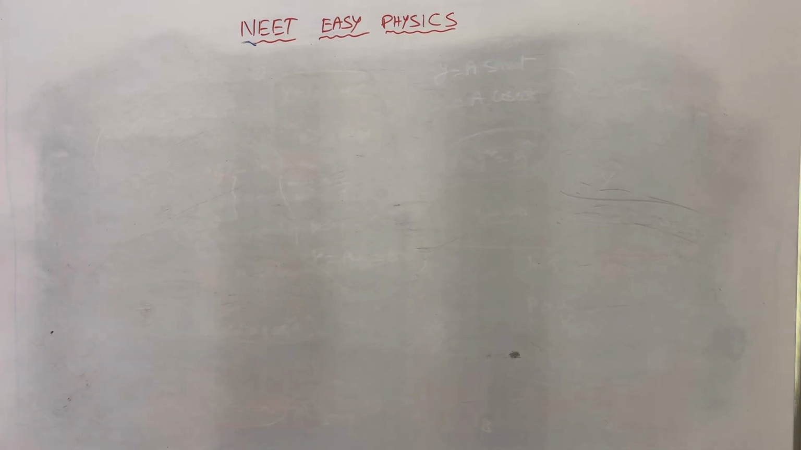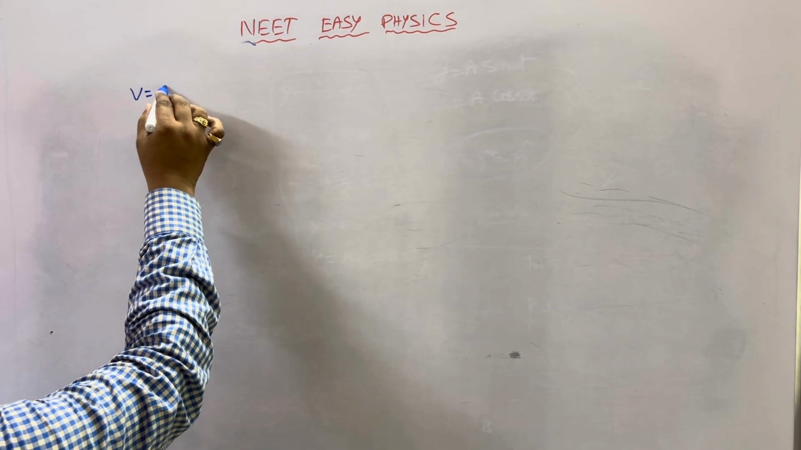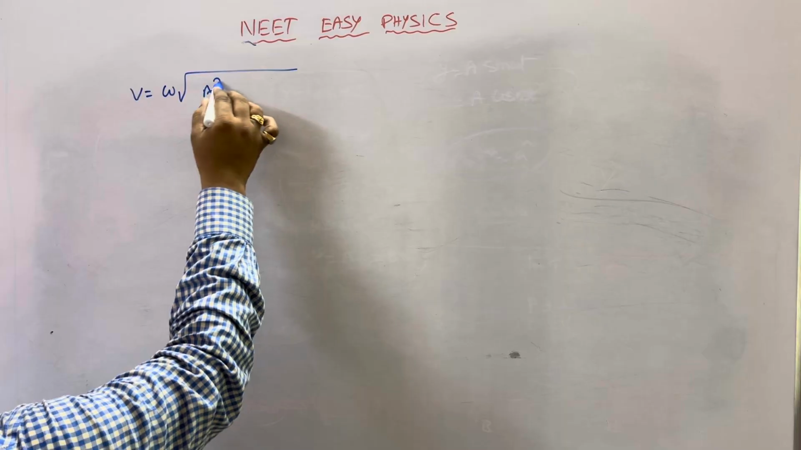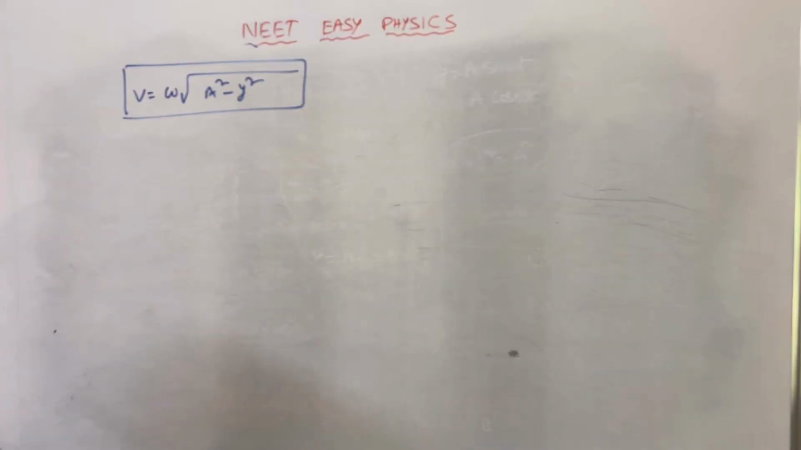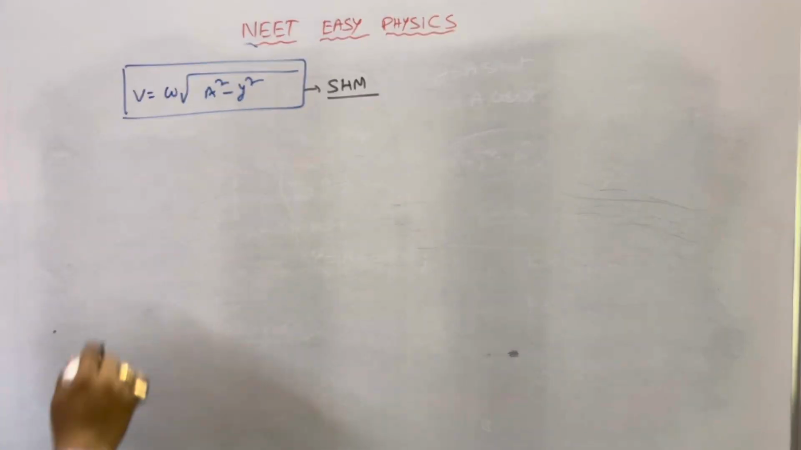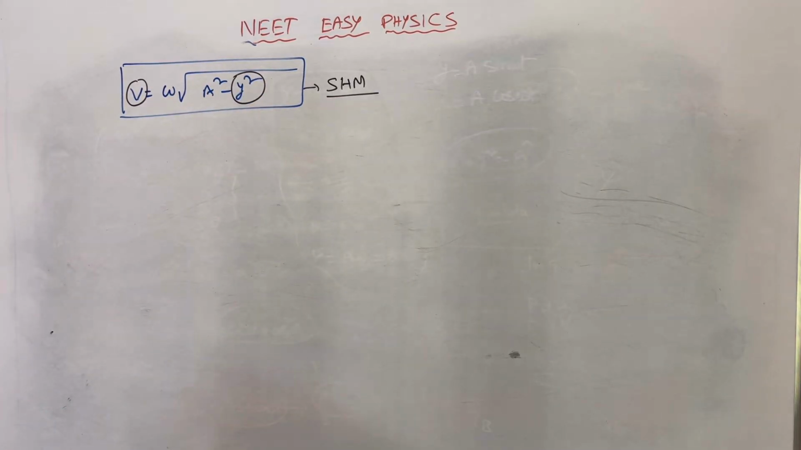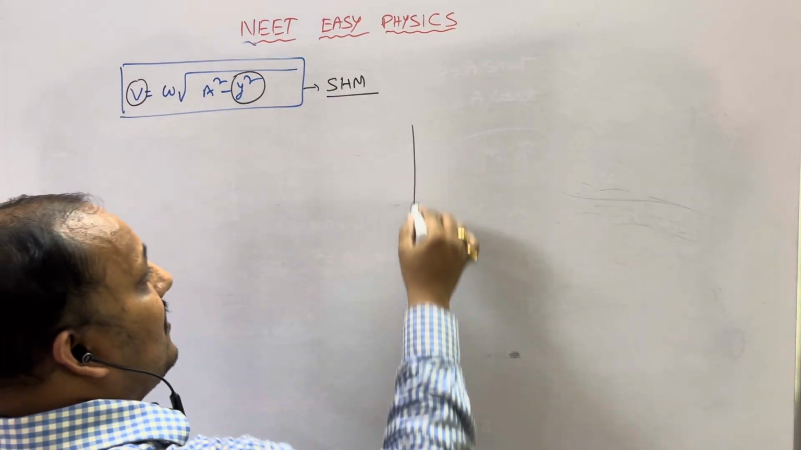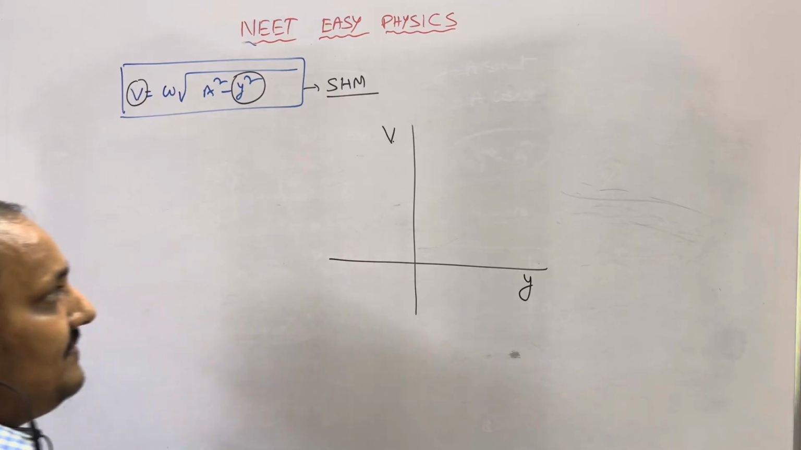Next we will see another example: the relation between velocity and displacement. V is equal to omega into root of a square minus y square. You get this relation in simple harmonic motion, SHM, between the velocity and displacement of the particle in SHM. They will ask what is the nature of the graph drawn between velocity and displacement.